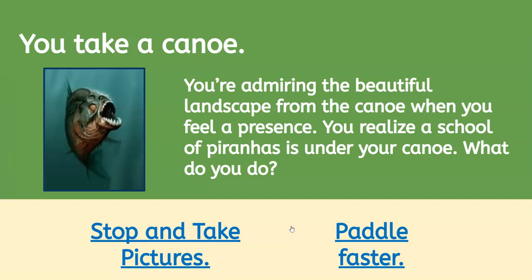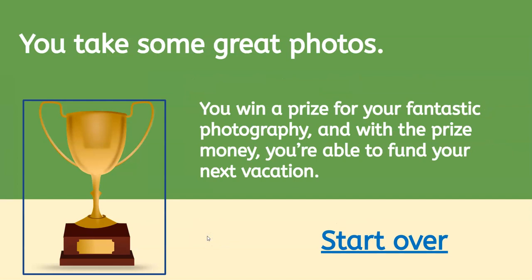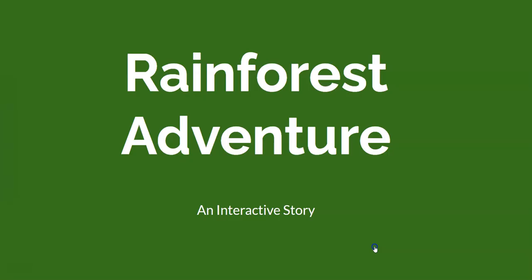Because I chose to paddle a canoe, I'm admiring the beautiful landscape from the canoe. You feel a presence, and you realize a school of piranhas is under your canoe. What do you do? So choices: stop and take pictures or paddle faster. Okay, if I choose one of these, then what happens? That's the reason why we have the if-then. So I'm going to stop and take pictures. Oh, you took some great photos. You win a prize. All right, I can start my if-then adventure story over again.